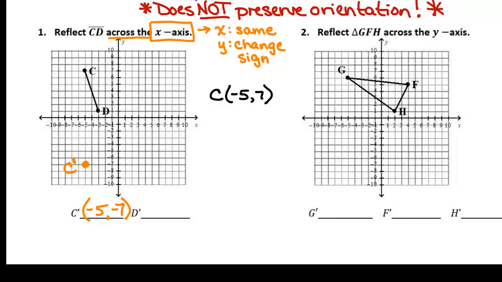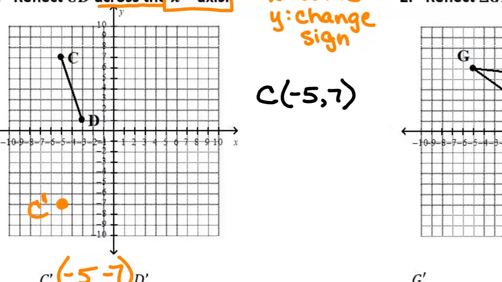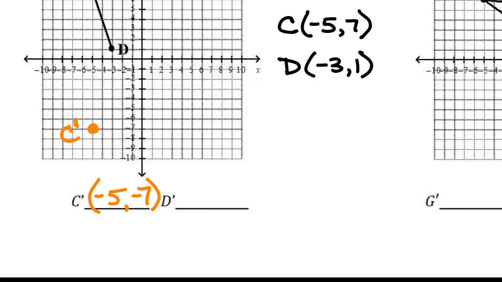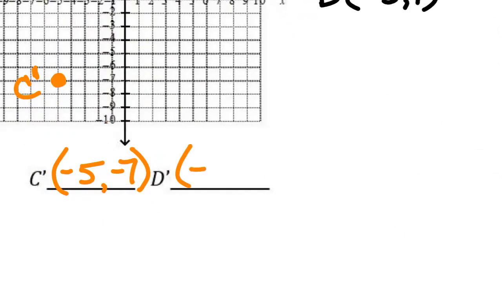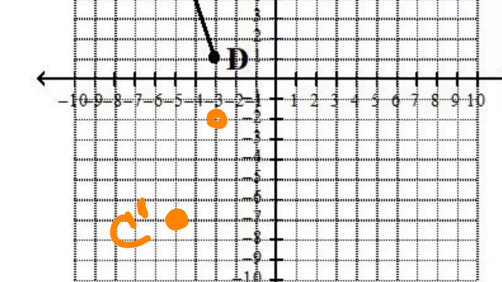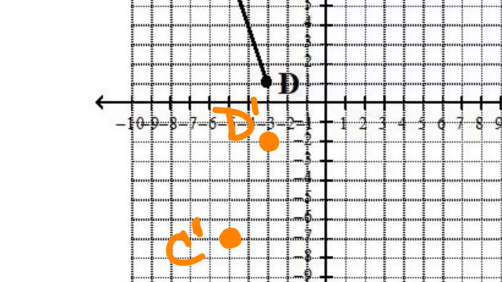What is the ordered pair for point D right now? Negative 3, 1. So what would be the ordered pair for D prime then? Negative 3, negative 1. Negative 3, negative 1 would be right here. We're going to label that as D prime. And then we're going to grab a straight edge and connect C prime to D prime.